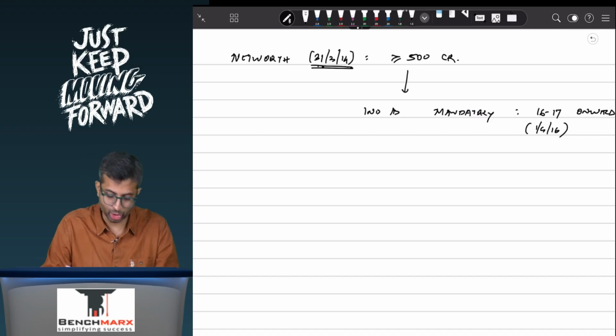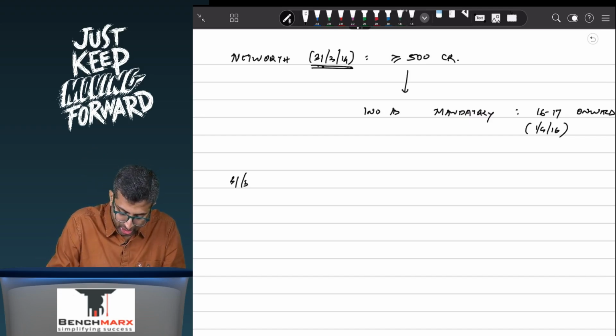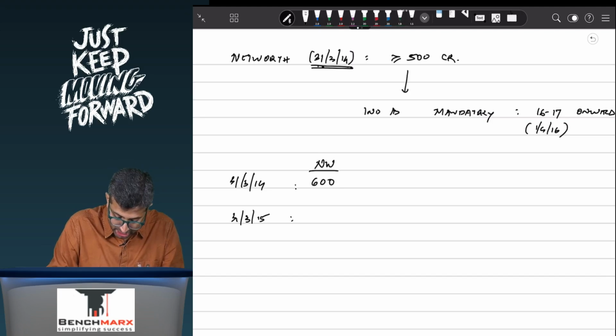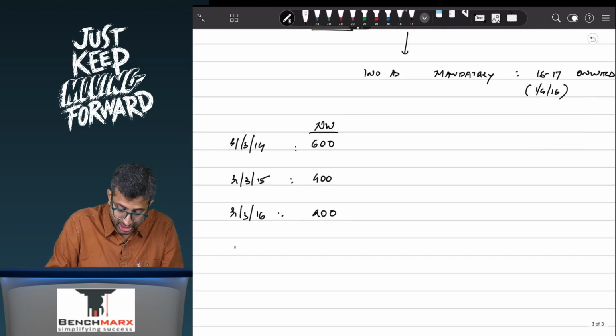Okay, now the challenge over here is, let us say your net worth on 31st March 14 was 600 crores. Then on 31st March 15, you suffered a lot of losses. Your net worth became 400 crores. On 31st March 16, you suffered even further losses. Your net worth became 200 crores. Now the question is, in the year 16-17, please answer, is Ind AS applicable?